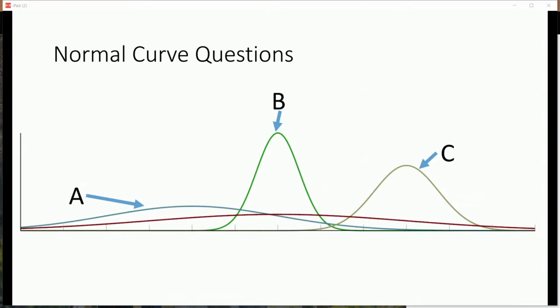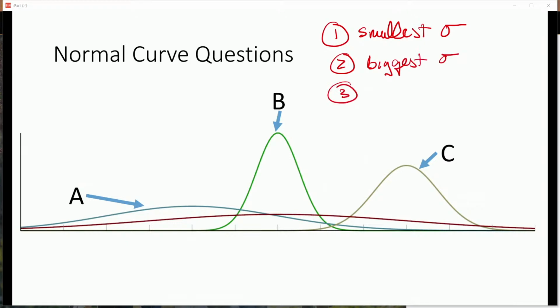These three curves, here's the questions that I want to ask. Number one, which one has the smallest sigma, standard deviation? Which one has the smallest standard deviation? Is it A, B, or C? The next question, which one has the biggest or largest standard deviation? Now you can guess what the other two questions are. Which one has the smallest mean? And which one has the biggest mean?